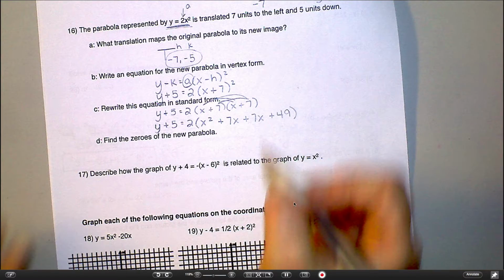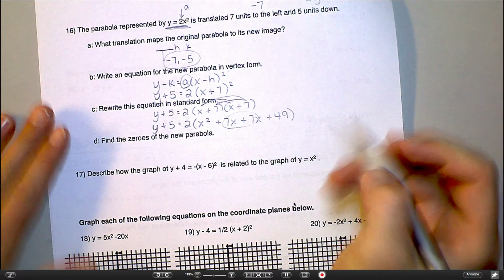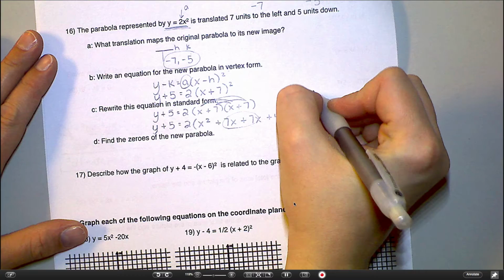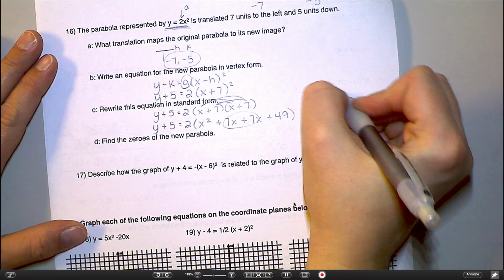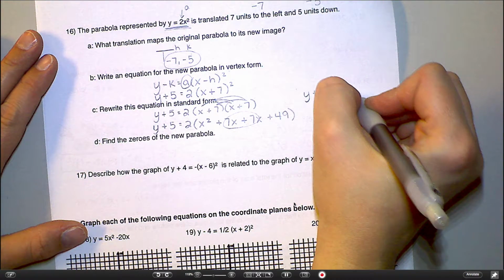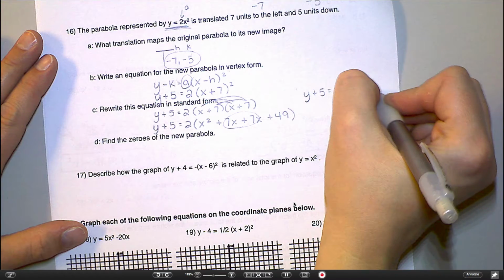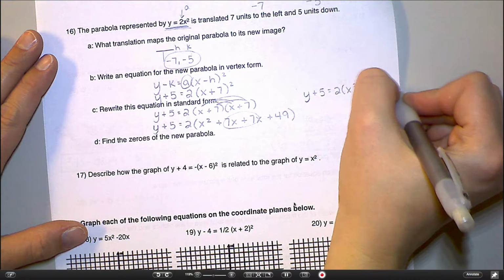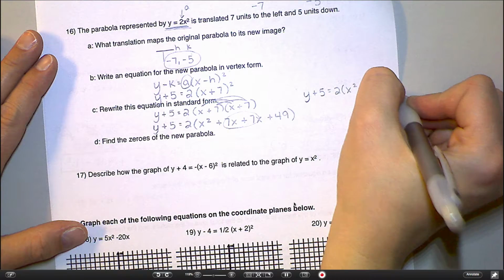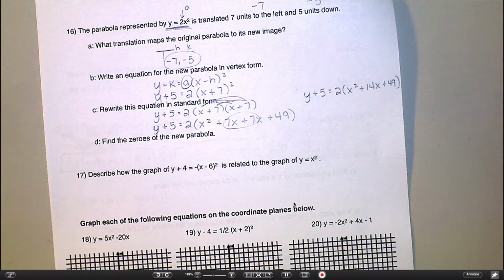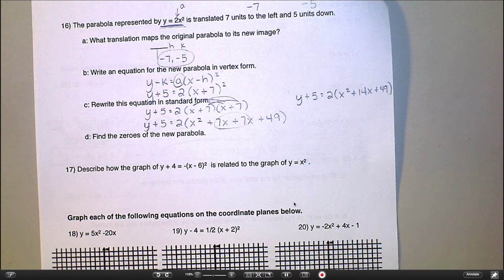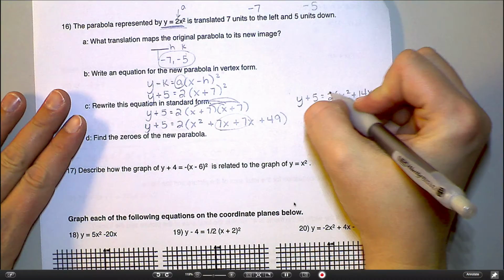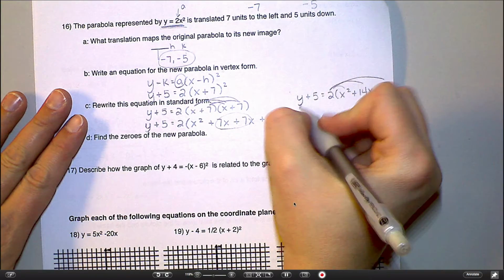I'm going to go ahead and put these two things together. So that's now going to say y plus 5 equals 2 times (x squared plus 14x plus 49). Now, I'm not done though. So I did FOIL, but I still have a couple of steps left to go. What do I need to do now? Multiply, distribute the 2. Okay, distribute the 2 inside the parentheses.